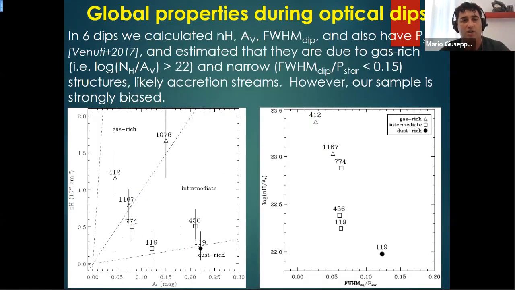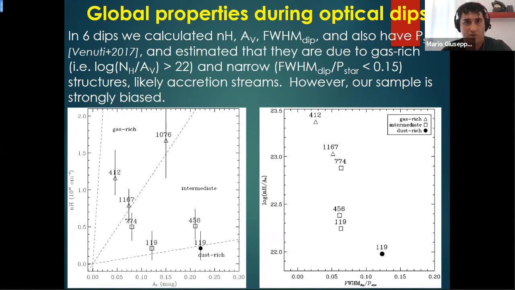But we can do even more because, for instance, in 6 dips, we've been able to calculate some of the quantities of the dips: NH, AV, the full width at half maximum, and the rotation period of the star. And so we calculated some of these ratios. For instance, you can see the plots here, NH over AV and the ratio between the full width at half maximum and the rotation period of the stars. And the values that we found are typical of intervening material which is gas-rich and confined in very narrow structures. So this is something you expect from accretion streams, which are likely the cause of this simultaneous increase of optical extinction and X-ray absorption.